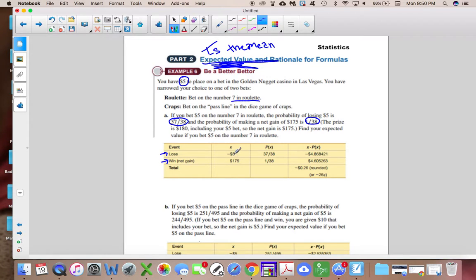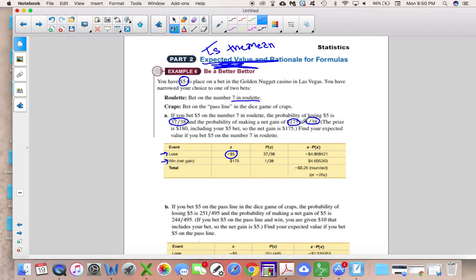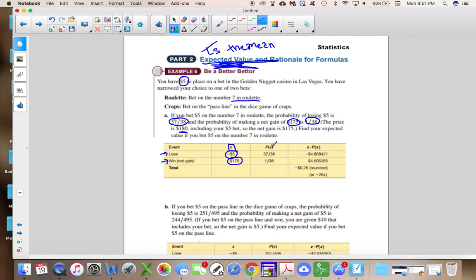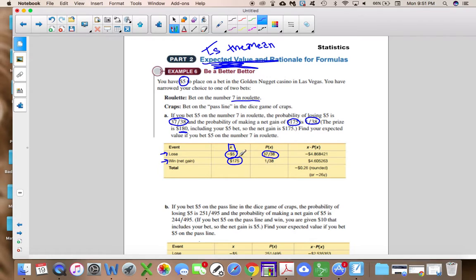If we lose, we're going to lose $5. If we win, we are going to win basically $180, right? We're going to win $180, which means we actually win $175 because we bet $5 to start with. So you're going to win $175. So that is your X value. Again, we're going to calculate the mean here in just a second, and I'll give you that formula again. So 37 out of 38 times we're going to lose $5. 1 out of 38 times we're going to gain $175.